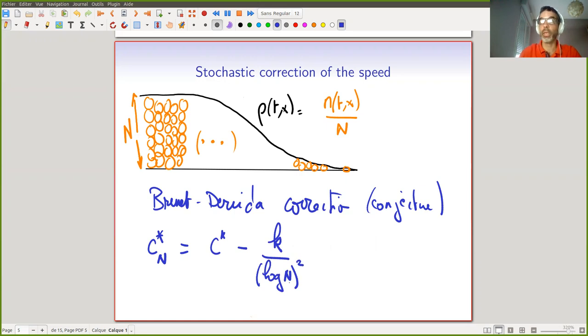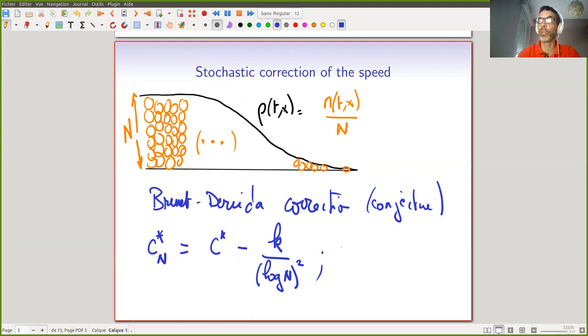So when n is large, like a power of ten, this log of n is not that large. It means that this might be a quite large correction. And this is due essentially to the fact that you have only a finite number. So it means that in terms of effective population size, what you see here is not a population of size n, but rather a population of size log n, if you look at that.